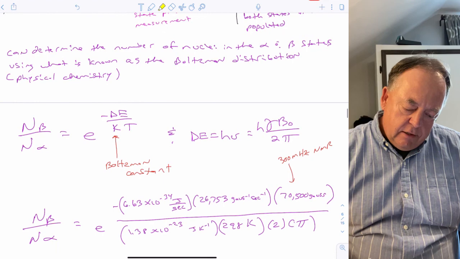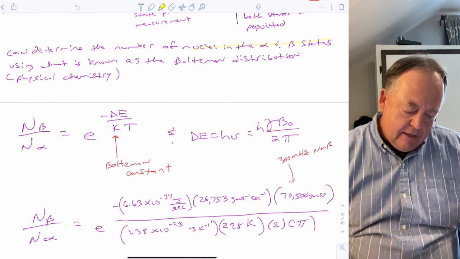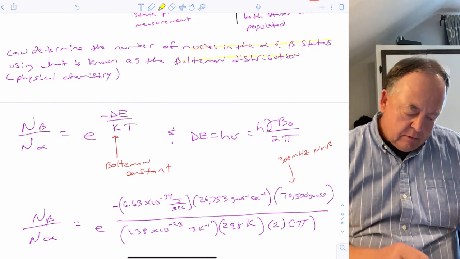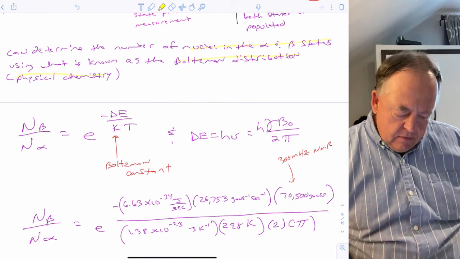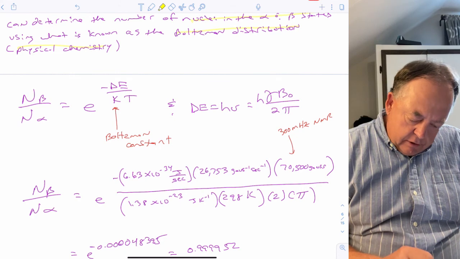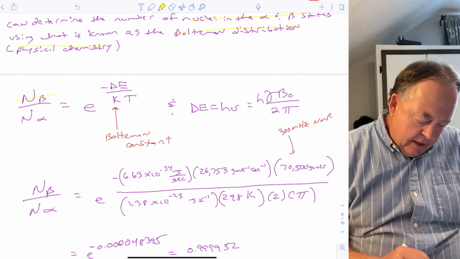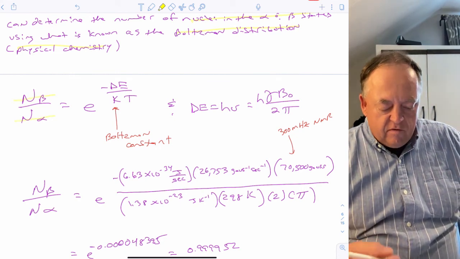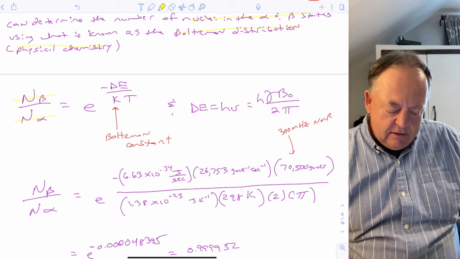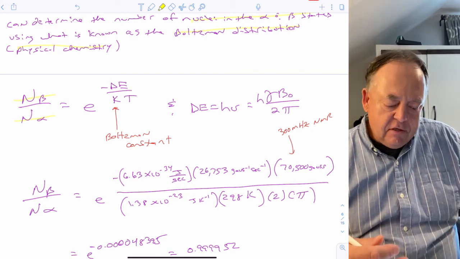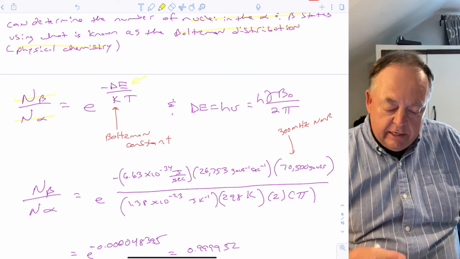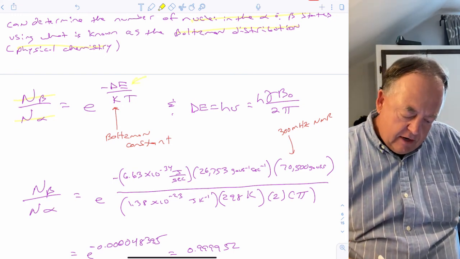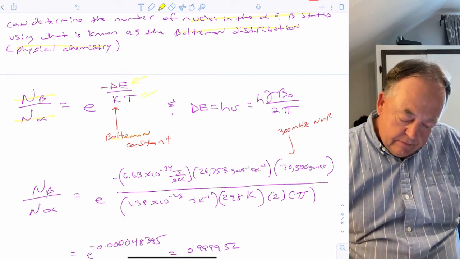So we can calculate the number of nuclei in the alpha and beta state using what's known as the Boltzmann distribution. If you've taken physical chemistry, you've probably heard of that before. So this is the math. N beta over N alpha is the number of nuclei in the beta state divided by the number of nuclei in the alpha state. That is equal to e to the negative difference in energy between the alpha and beta state divided by k, which is Boltzmann's constant, times the temperature.